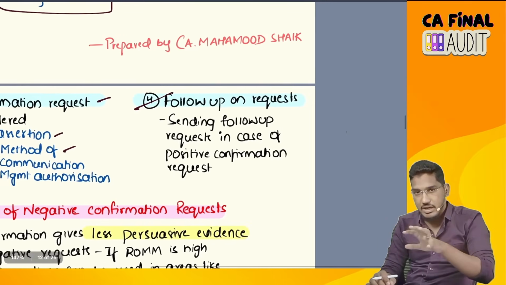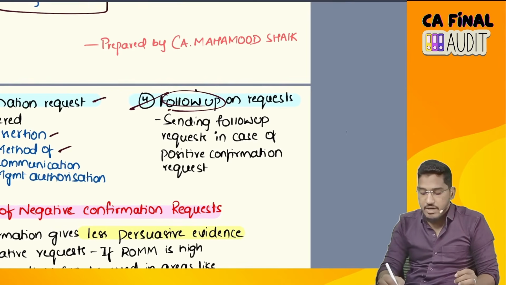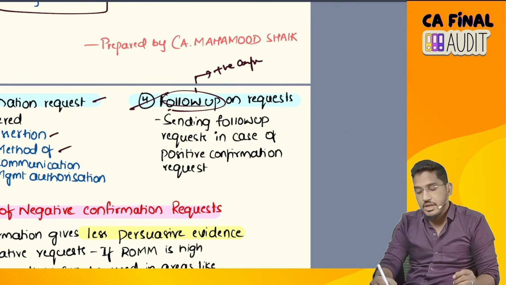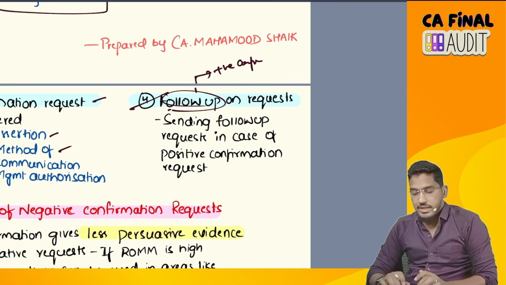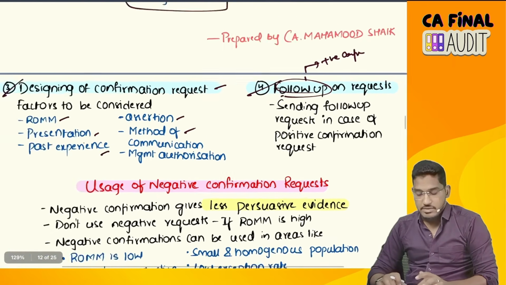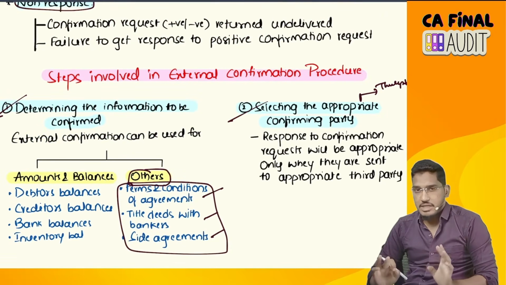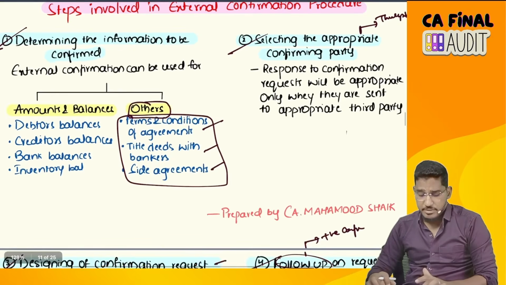Next, follow up. So once you have done all that, once you have designed the confirmation request, you will not keep it in your locker, right? So you have to send the confirmation request and you have to do the follow up. See, one more thing here, we will do the follow up only in the case of positive confirmation request. We will not do it in the case of negative confirmation request. So if you can follow these 4 steps carefully, you will get the best evidence from external confirmation.